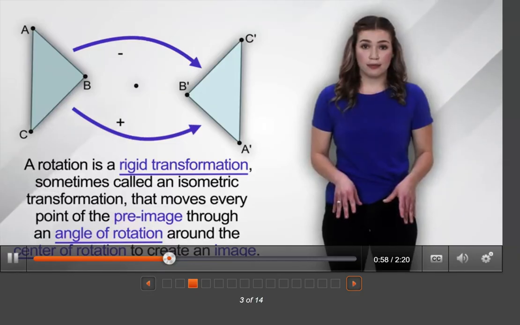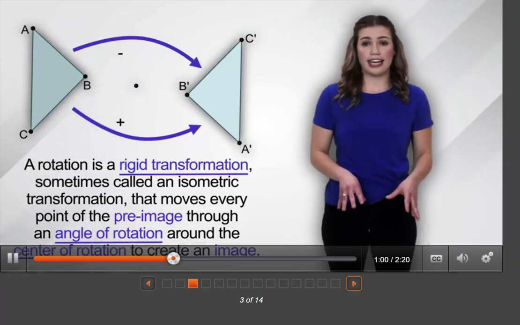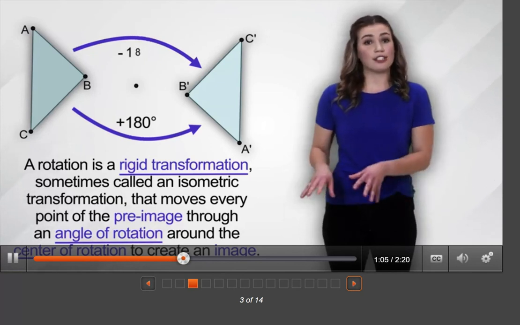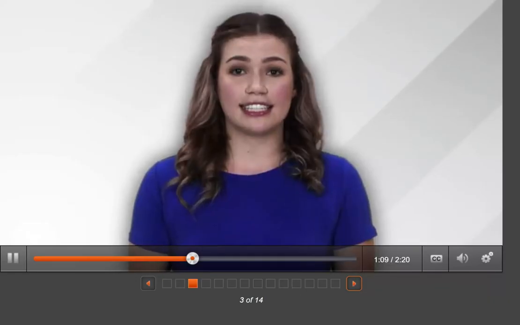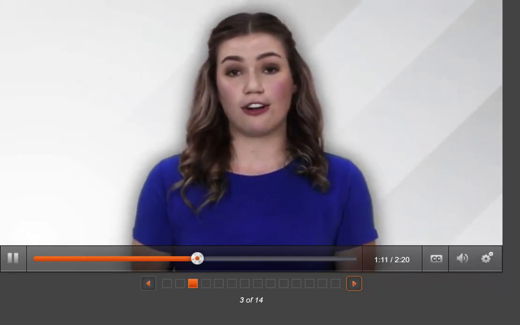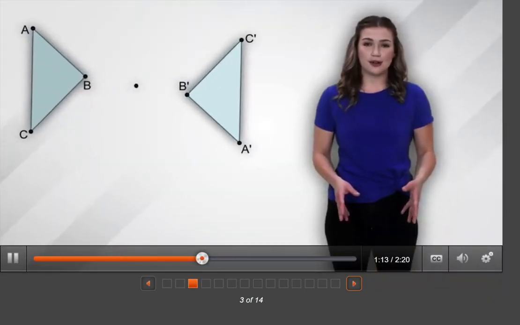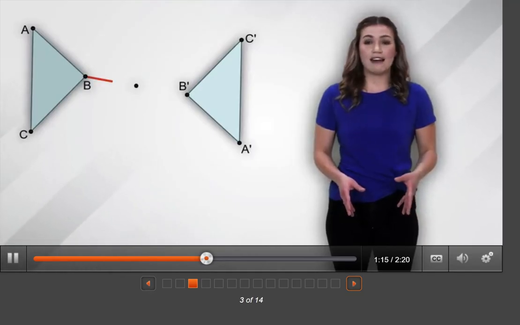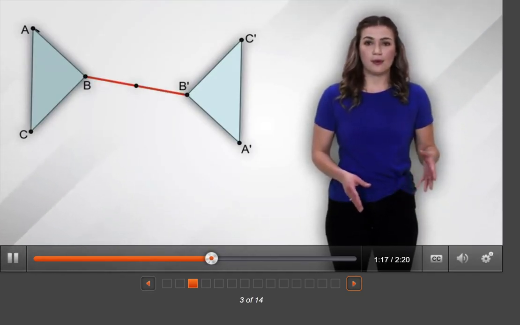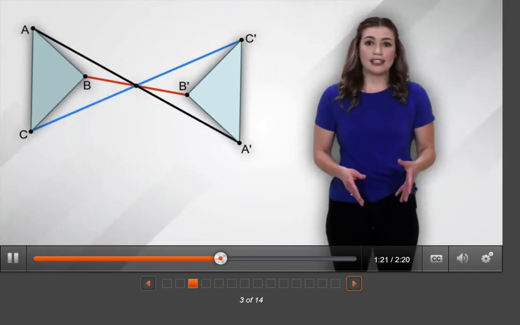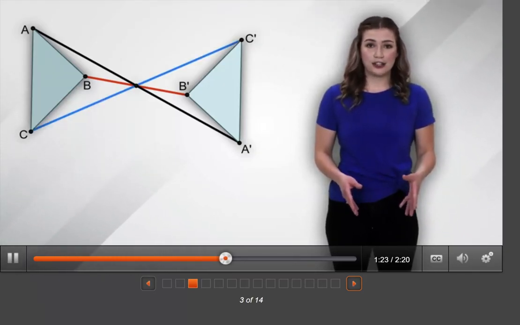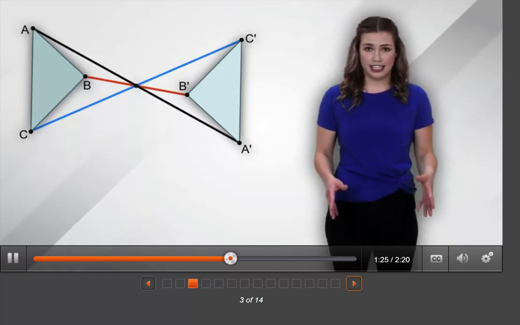Note that in this example, if the rotation was counterclockwise, the angle of rotation would be positive 180 degrees, and if it was clockwise, it would be negative 180 degrees. The distances connecting corresponding vertices to each other are not the same. Let's go ahead and draw in these distances. So we have one from B to B prime, one from A to A prime, and one from C to C prime. And see, when the angle of rotation is 180 degrees, they all pass through the center of rotation.